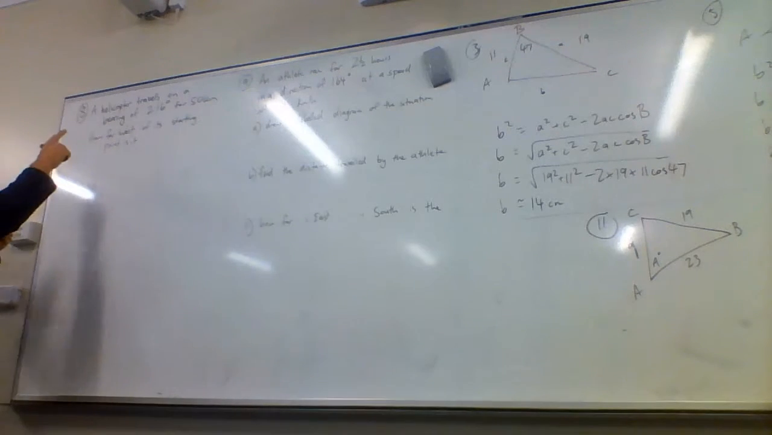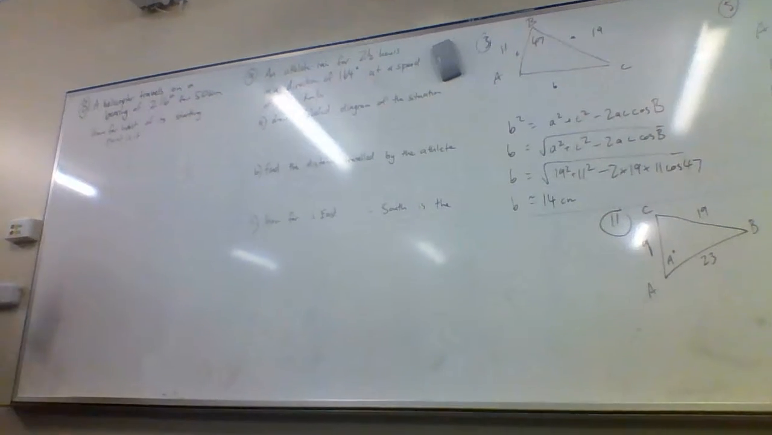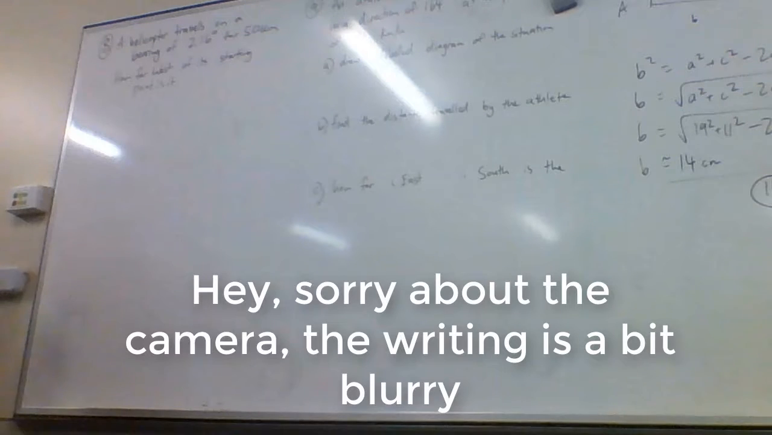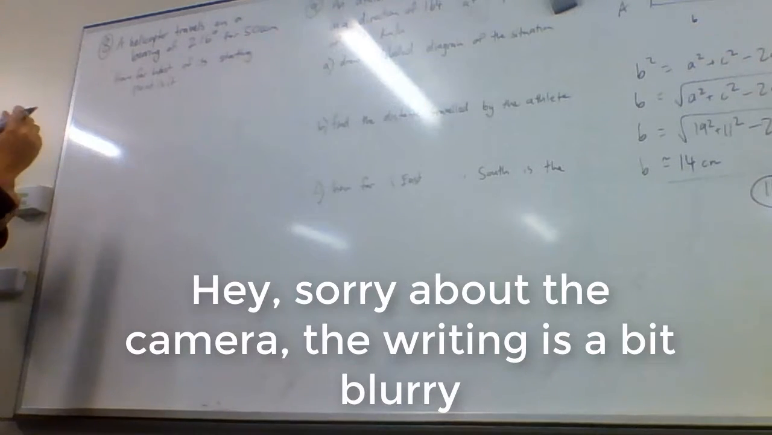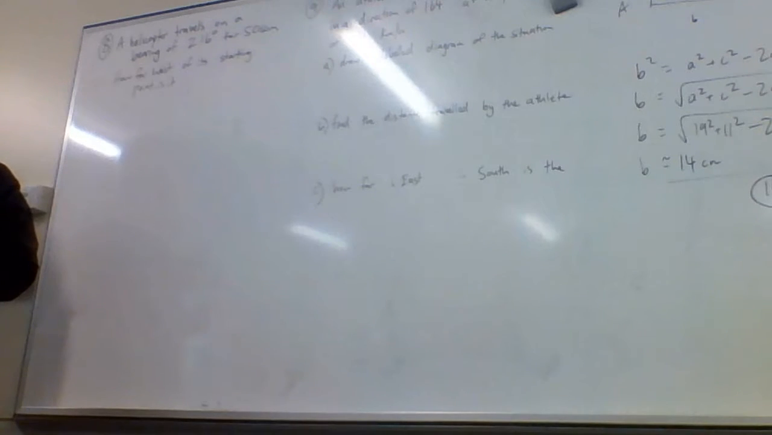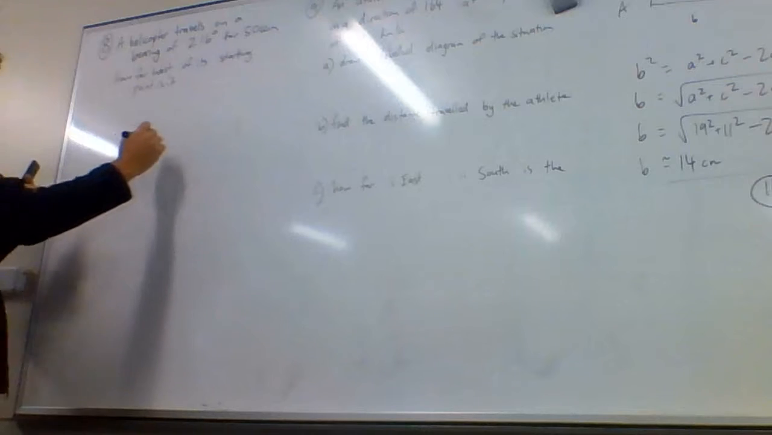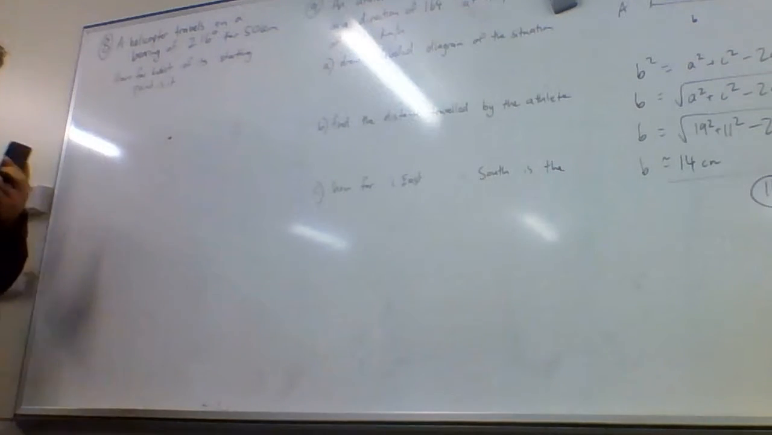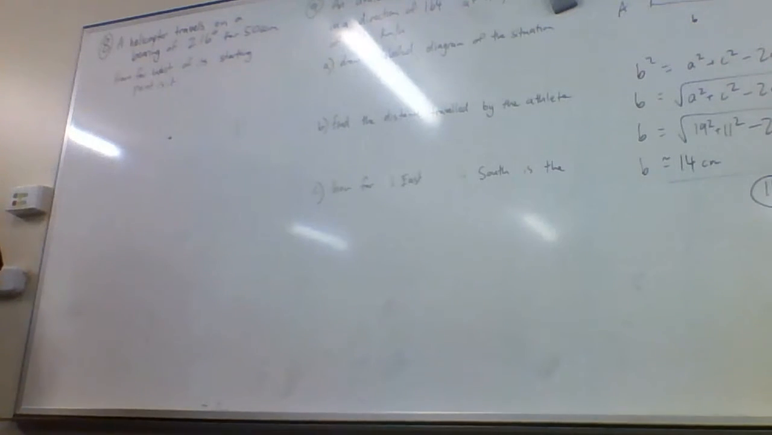Okay, so the first question, we've got a helicopter travelling on a bearing of 216 degrees for 50 kilometres. How far west of its starting path is it going to be? So what's the first thing you should do? Yep. Put a dot so that you're indicating where the helicopter was. So the helicopter's starting from there, right?